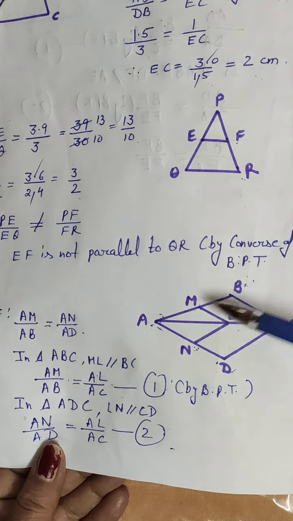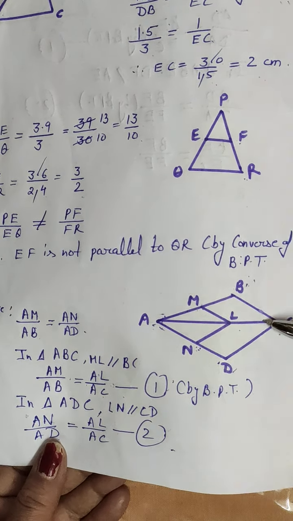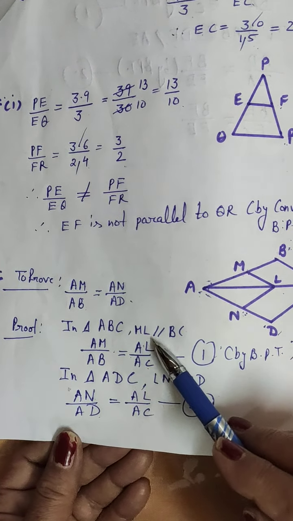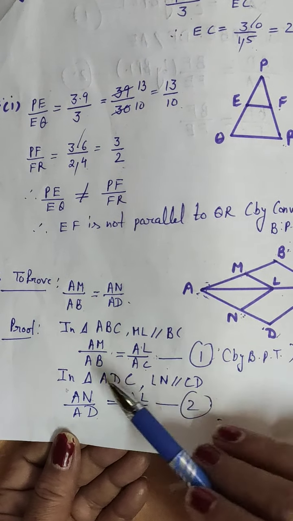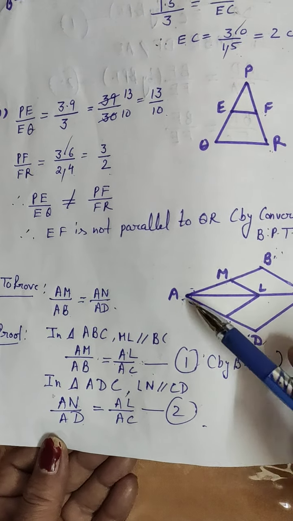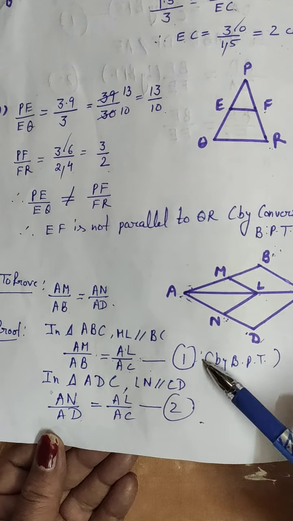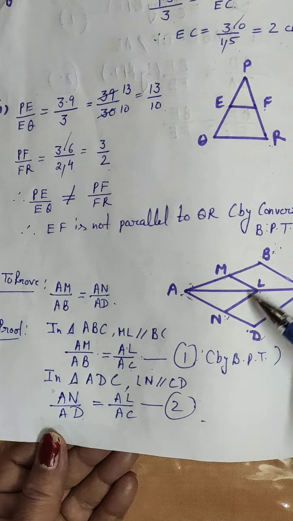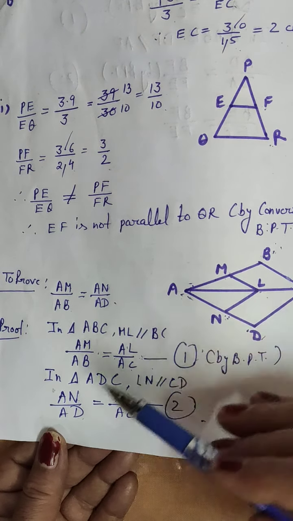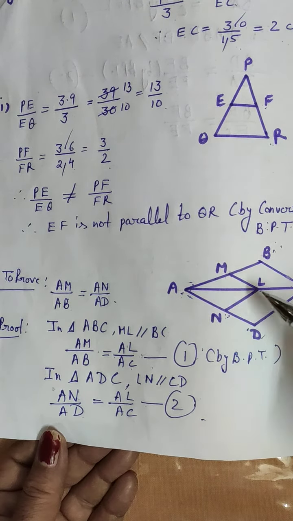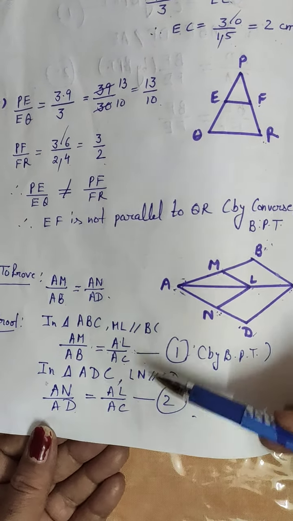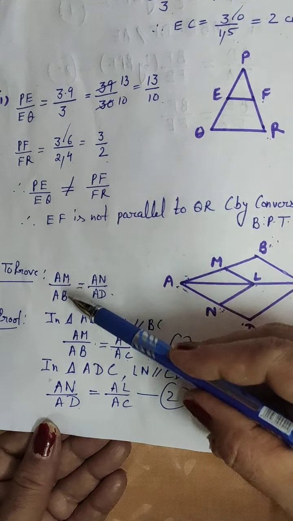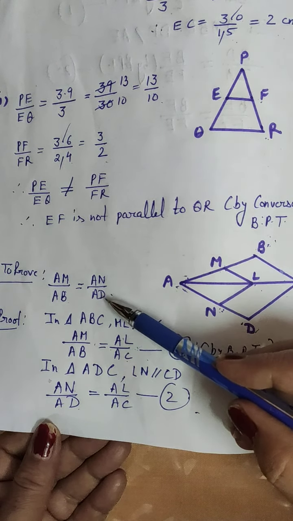पहले हम ट्रायंगल लेंगे ABC और फिर हम लेंगे ट्रायंगल ADC. इसमें हम एग्जांपल 1 नंबर 1 का अप्लाई करेंगे. In triangle ABC, ML is parallel to BC, therefore AM upon AB is equal to AL upon AC. This is equation number 1. Similarly in triangle ADC, since LN is parallel to DC, AN upon AD is equal to AL upon AC. RHS of these two equations is the same, so LHS must be the same. Hence AM upon AB is equal to AN upon AD.